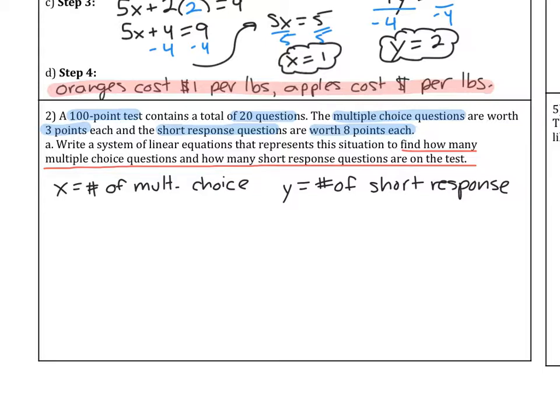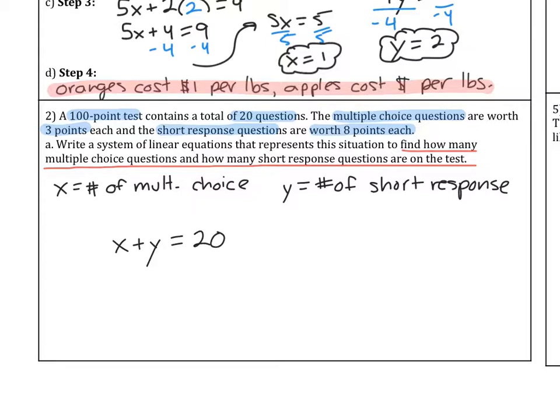And now they would like us to write the system of linear equations that represents this situation. So we know that there are 20 questions on the test. If x is the number of multiple choice and y is the number of short response, I know that if you add up those two, it should equal 20. So one of our equations could be x plus y equals 20.